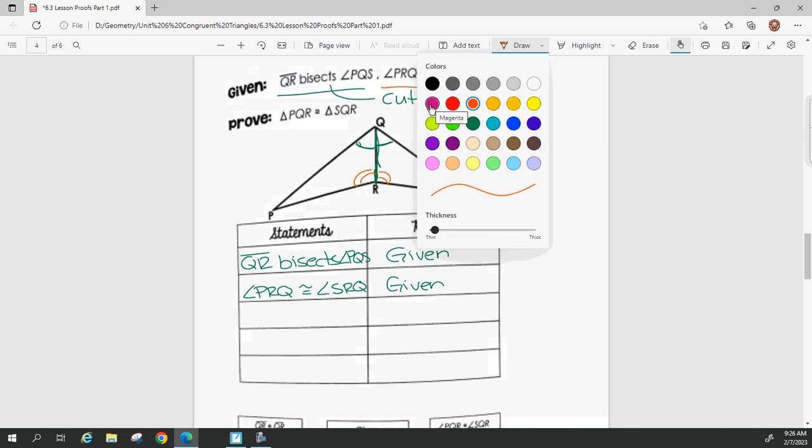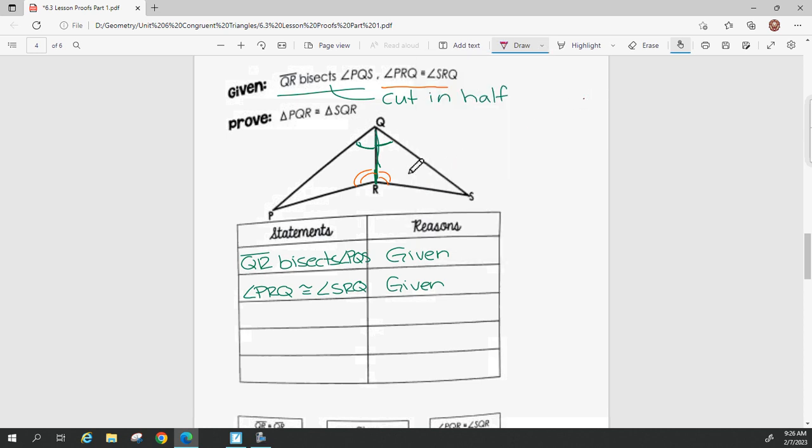And then one other thing we have on this picture that we're not told, but we know is true just by looking at it, is that this side QR is in both triangles, and therefore we have the reflexive property. And so we can mark that they're congruent.